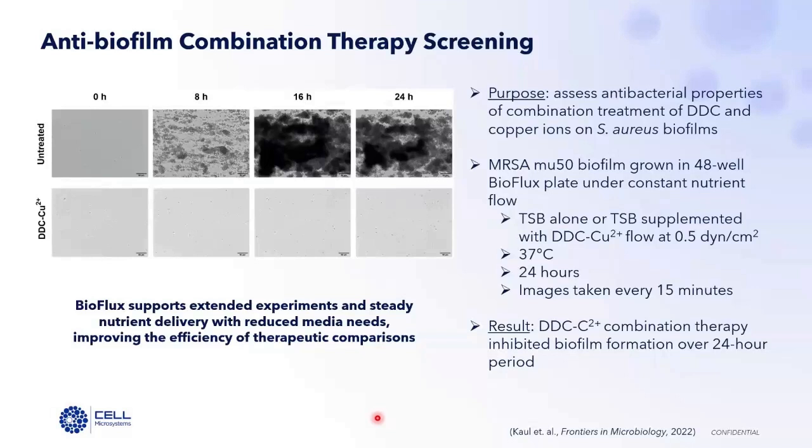DDC was chosen because recent reports have shown that it is effective in combating fungi, parasites, viruses, and bacteria. Therefore, the aim of this study was to assess the antibacterial properties of DDC in combination with copper ions, which together might have enhanced antimicrobial activity.